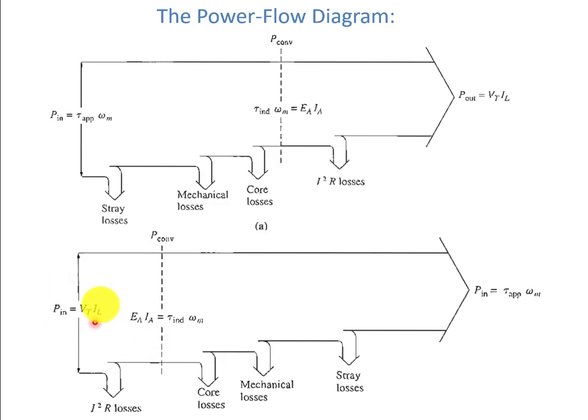Similarly, for the motor, we have this input power, which is the terminal voltage times line current, so we have some I square R losses, then there will be a power conversion, and we have the core losses, then we have the mechanical losses, we have the stray losses, and then we can have the mechanical output of the motor.